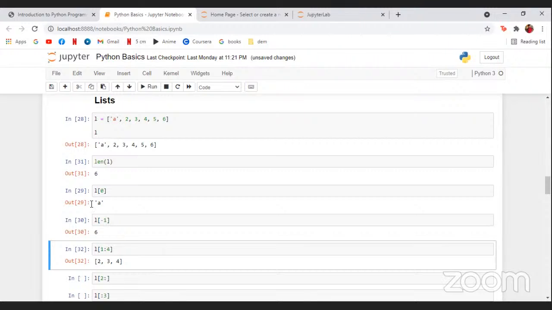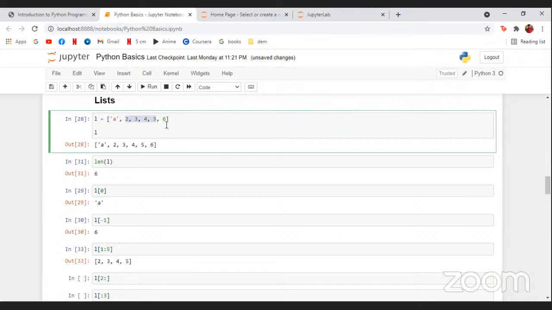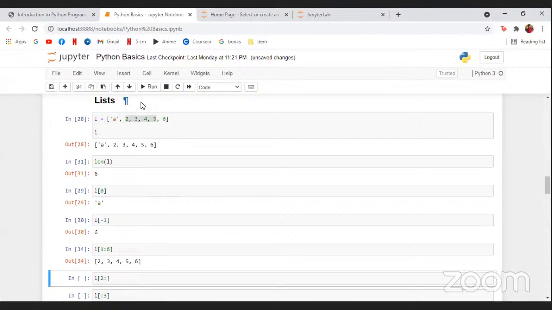If I wanted to get 5 as well, I'd have to change this index to the next index, and then I'd get these 4. If I wanted the last one, then if I type 6, then I get all the way to the end.